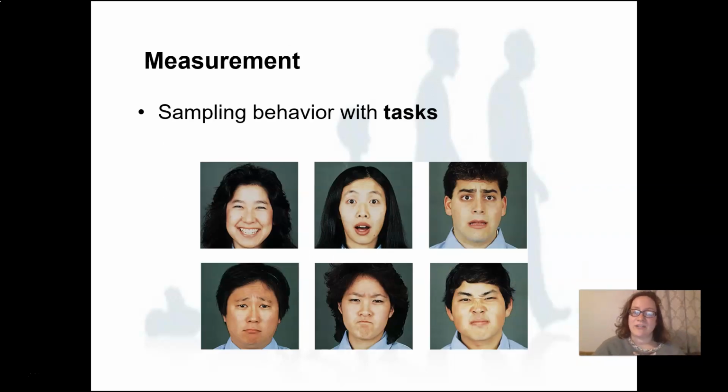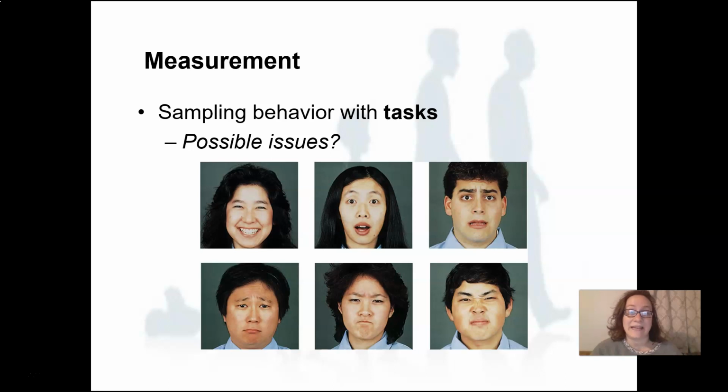Another way that we can measure things is to set people with some tasks. With this, we've got photos. You could bring people into a lab and have them rate what emotion the people are expressing in these photographs. So you'd be saying, I want to understand your behavior. I'm going to give you a task to do, and let's see how you perform.